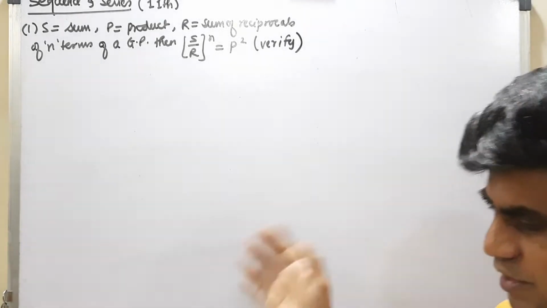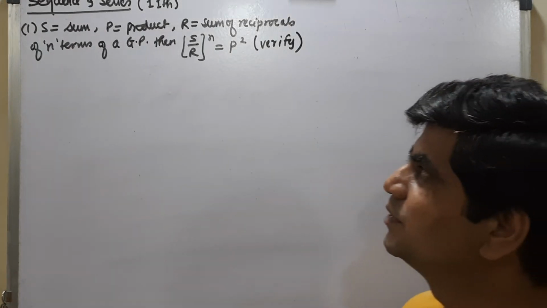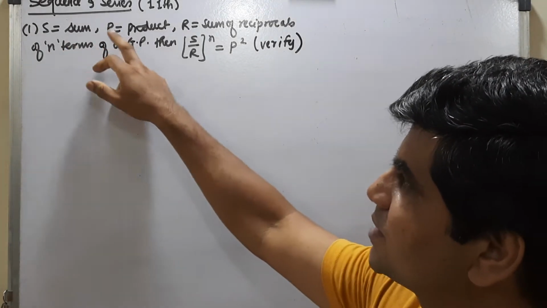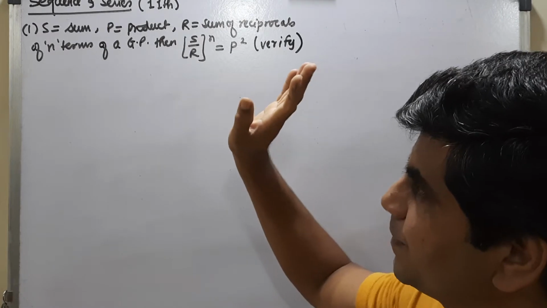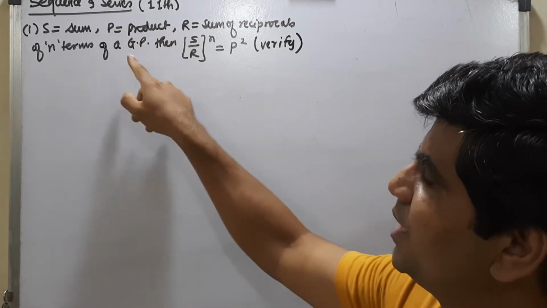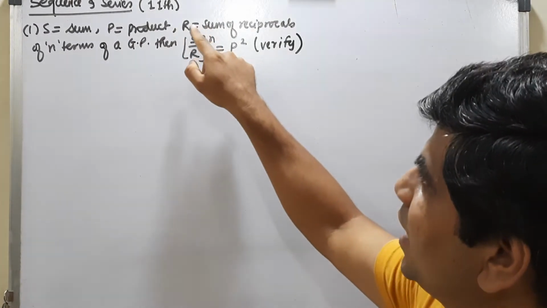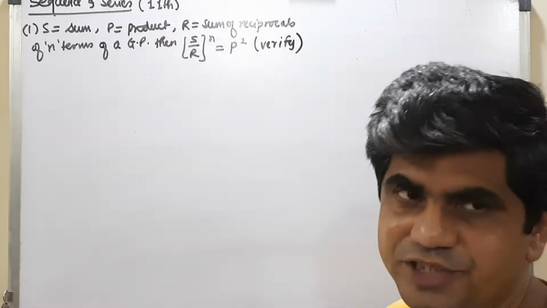Now here the question is saying like this. If S represents sum of n terms of a GP, P represents product of n terms of a GP, and R represents sum of reciprocals of the GP.